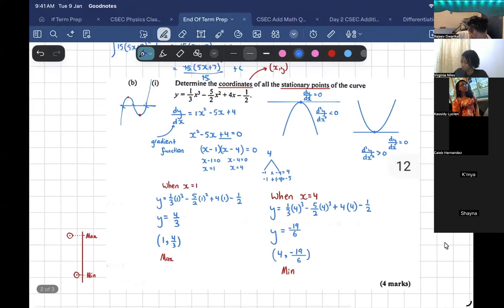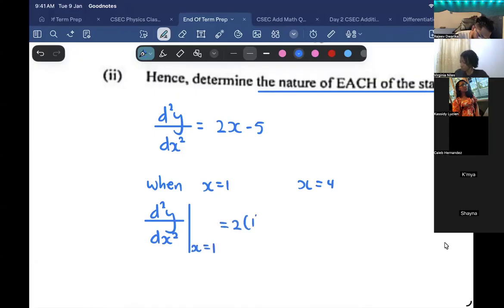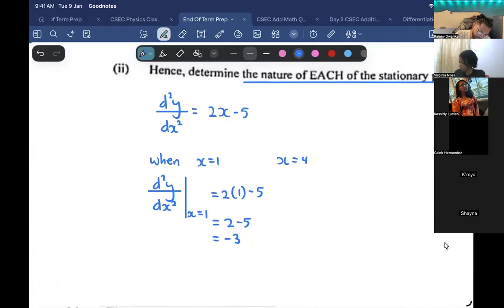Yep. So now you're going to plug in the values for x. When x is 1 and the other value for x was 4. When x is 1, you'll end up with 2 by 1 minus 5, which is minus 3. And then 2 by 4 minus 5, which is 3. So this is minus 3, so that's a maximum or minimum? If it's negative, it's a maximum.